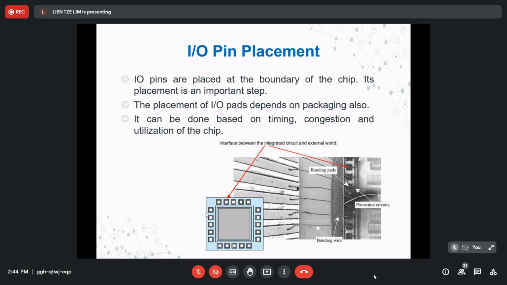And then when we place the input output pins, we must make sure of correct timing and less congestion. To show you the real image of the input output pin placement, this is the image. This is the image that shows the blocks are connected using a bond wire to the pin.